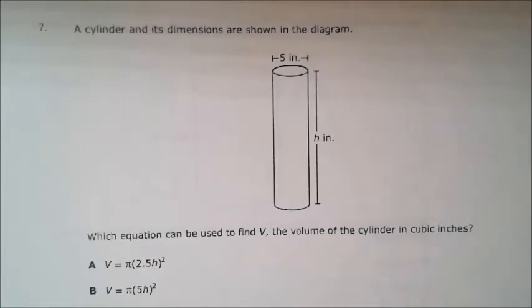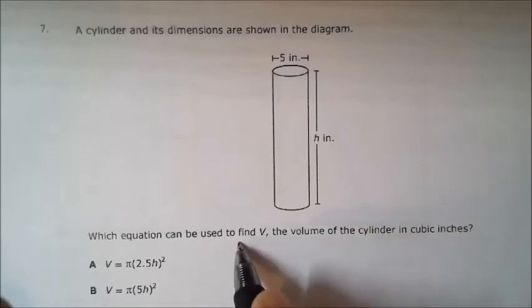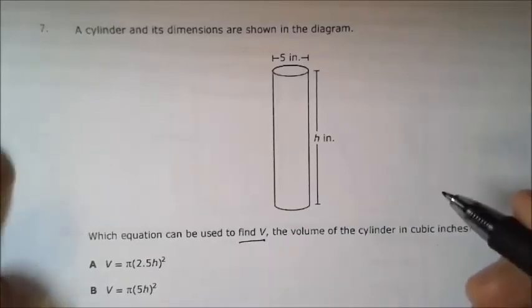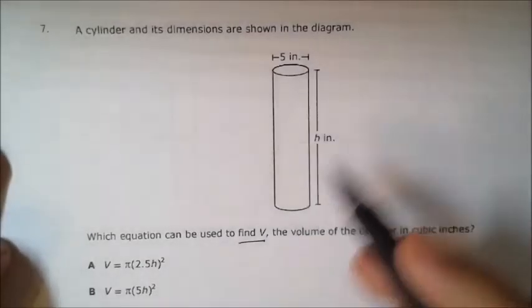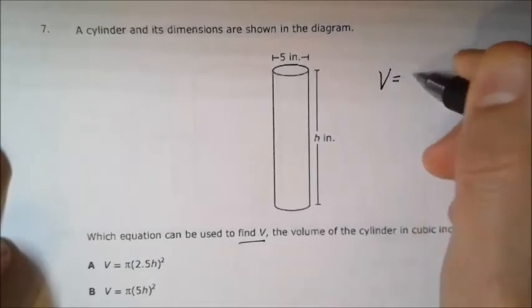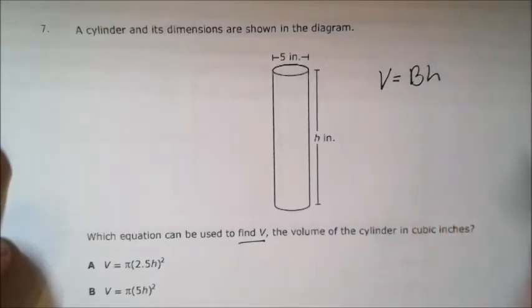Alright, let's take a look at number 7. 7 says a cylinder and its dimensions are shown in the diagram. Which equation can be used to find V, the volume of the cylinder in cubic inches? So we're looking for V. So remember, we're going to do our formula again. This is a cylinder, so we're going to have V equals big B times H.